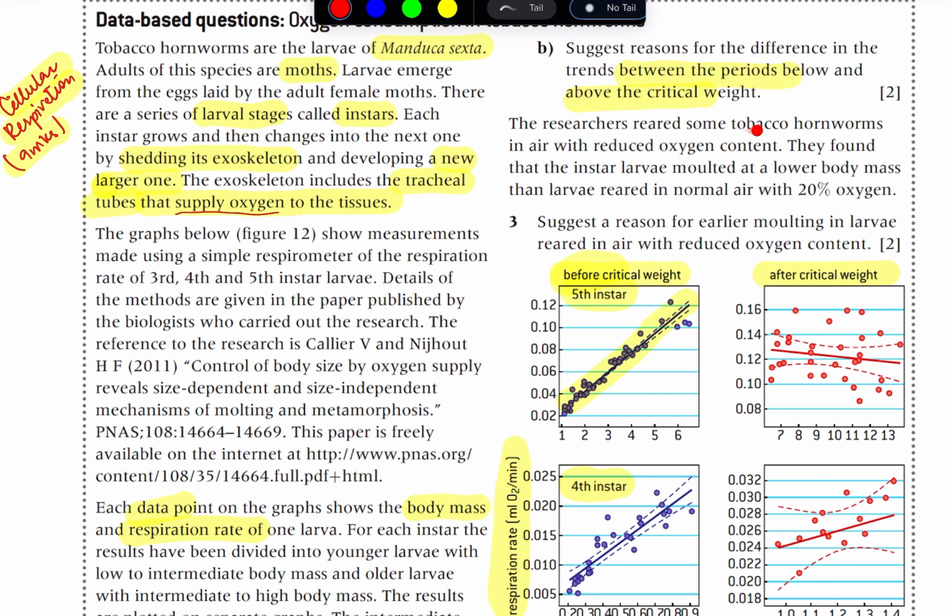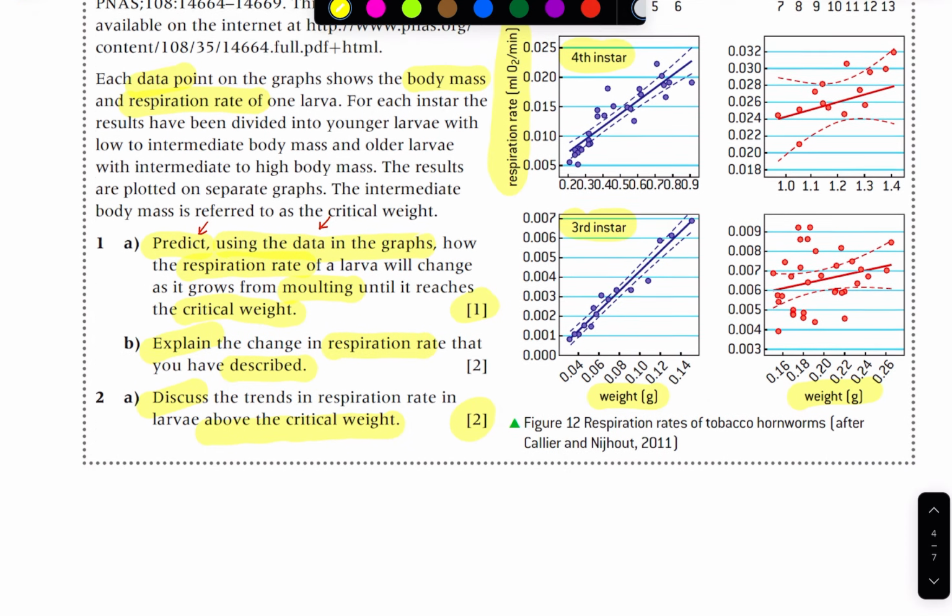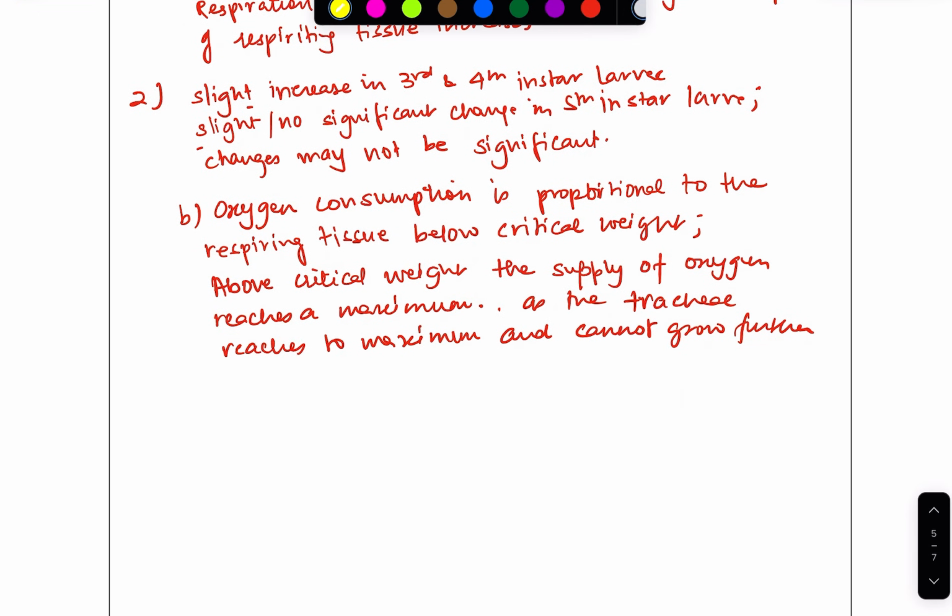The researchers reared some tobacco hornworms in air with reduced oxygen content. So they are supplying less oxygen to them, which is unethical though, but yeah. And they found that instar larvae molted at a lower body mass when given less oxygen than in normal air. Now suggest a reason for earlier molting.